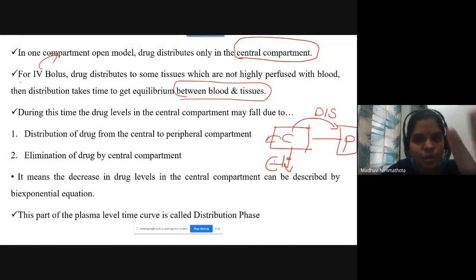So you have to remember two things. The drug is distributed from central to the peripheral, and the elimination is happening from the central compartment. Because of these two reasons, there is a loss of plasma drug concentration in the central. Why? Because it is only involving the elimination and it is only giving its drug to the peripheral compartment. Then there is no, or very little, plasma drug concentration in the central compartment. It means a decrease in the drug levels in the central compartment.